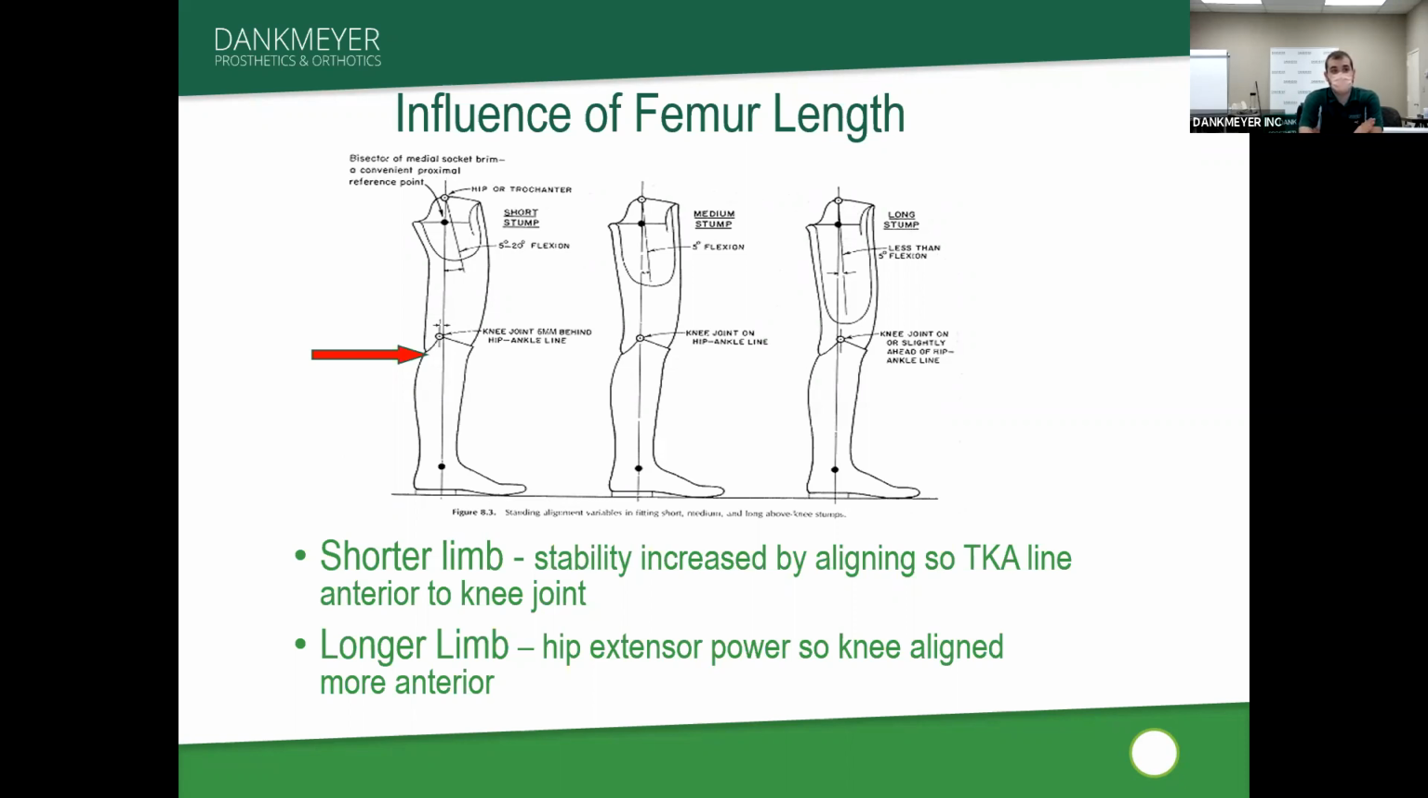So on the left-hand side, you have the weight line passing anterior to the knee joint. In the middle picture, you have the weight line passing through the knee joint, and then on a longer residual limb, sometimes the weight line will actually pass just posterior to the knee joint. So on the left-hand side, the knee is going to inherently be more stable. On the right-hand side, it's going to be less stable, but it gives the user more control in how the limb is going to function.